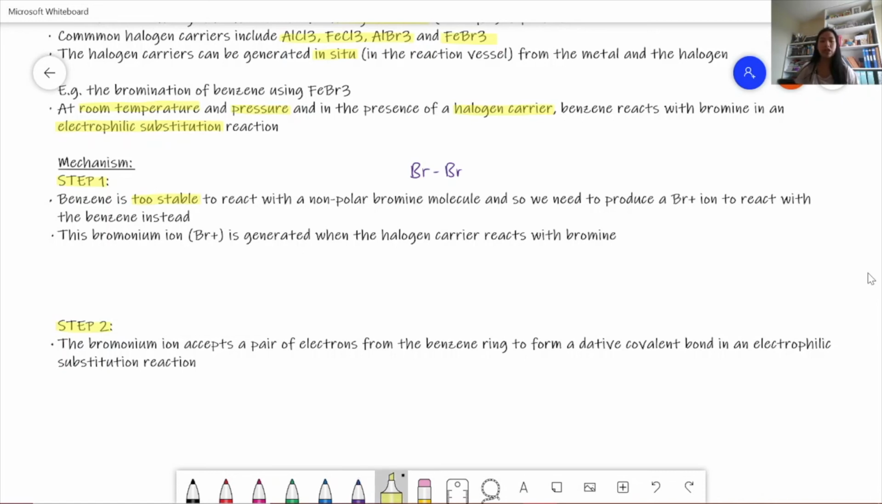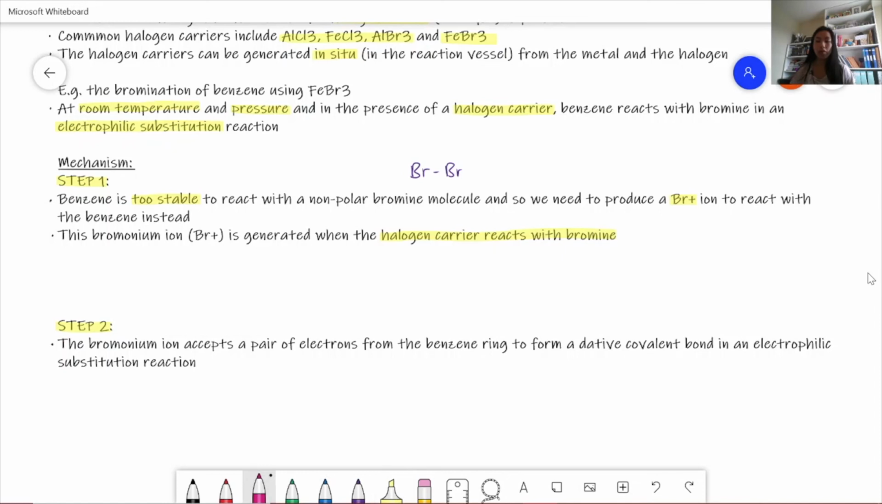So what we need to do is actually produce a Br plus ion to react with the benzene instead, because the delocalized section of the benzene inside is attracted to a positive ion. So that's why we need Br plus. And this bromonium ion is generated when the halogen carrier reacts with bromine. So this is our step 1, creating this electrophile.